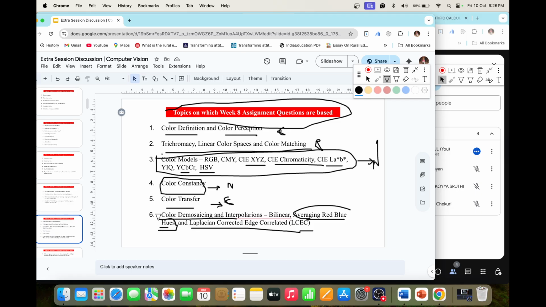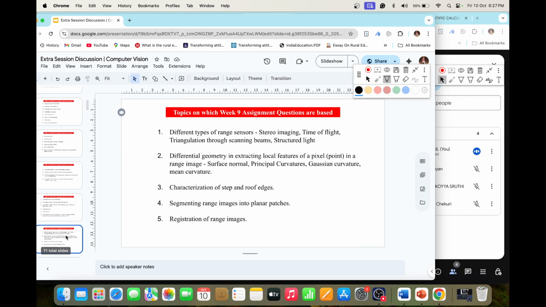Please focus on this, and this total thing is also very important and related to your numerical point of view. So please look into this, and from this also you just see this average red blue hue. Because bilinear interpolation you can do, but average red blue hue is actually a confusing thing. So please go through this. This is regarding your week 8.